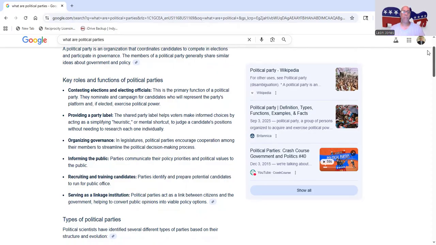Correction, that's providing a party label, which is going to be political. They're going to get into politics, but you have a party label. The shared party label helps voters make informed choices by acting as a simplifying heuristic or mental shortcut to judge a candidate's positions without needing to research each one individually.